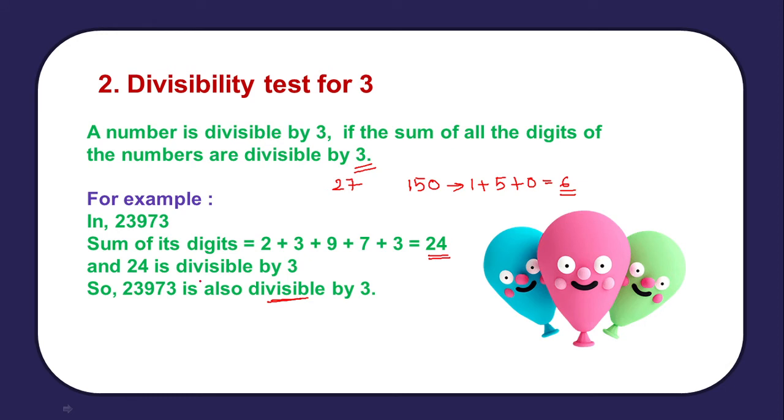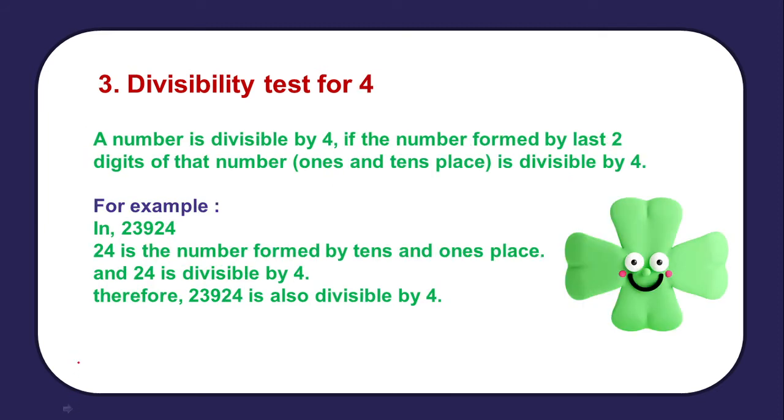So for this divisibility test for 3, we have to add the digits in the given number. Then let's move towards the divisibility test for 4. A number is divisible by 4 if the number formed by the last two digits of that number, that is ones and tens place, is divisible by 4. And this one is also very easy. Now let's see this with the help of an example.